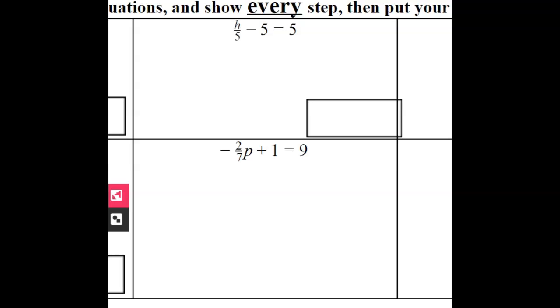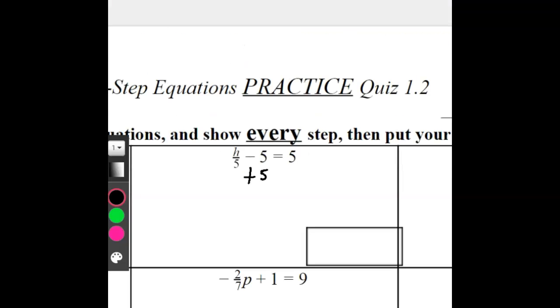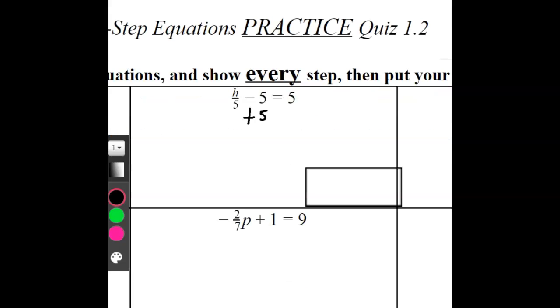Alright, we're going to go over some homework from Monday night. So here we go. So first things first, we always add or subtract first. Okay, so I want to do that.